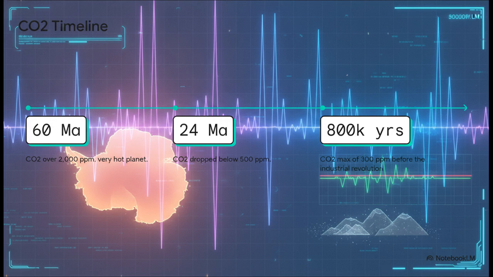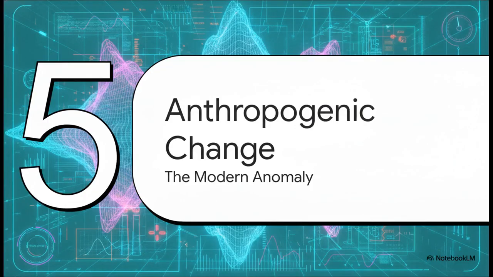And here is the kicker. The science clearly shows that for the 800,000 years leading right up to the Industrial Revolution, atmospheric CO2 fluctuated, but it never once breached 300 parts per million. Which leads us directly into Section 5, Evidence of Anthropogenic Change, the Modern Anomaly.